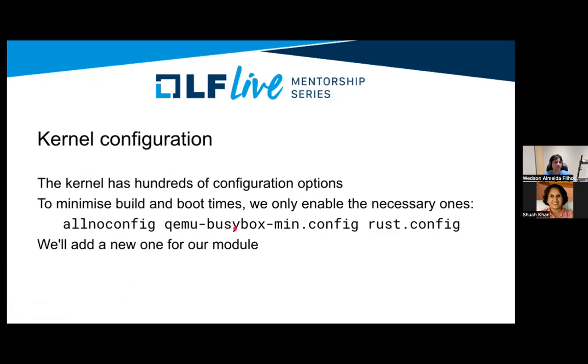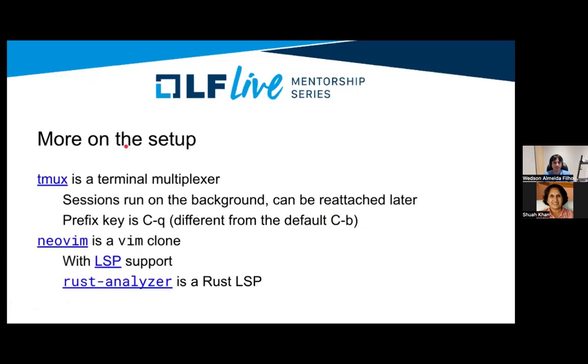So when we build the configuration to build the kernel, we use this allnoconfig, saying that we say no to everything. And then this actually enables everything that we need to boot with QEMU and BusyBox, and this enables Rust, right? And part of what we're going to do today is adding another module, the scull module, to this, and we'll have to enable this, and we'll see it in a second.